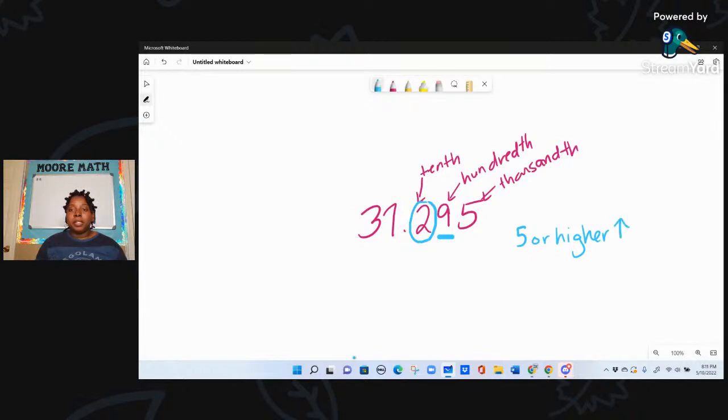I'm going to move my camera in a second. There we go. And if it's 4 or lower, we stay the same. Okay, not up or down. It's just going to stay the same. All right, so we can see that this 9 is higher than 5. So this 2 is going to round to a 3.